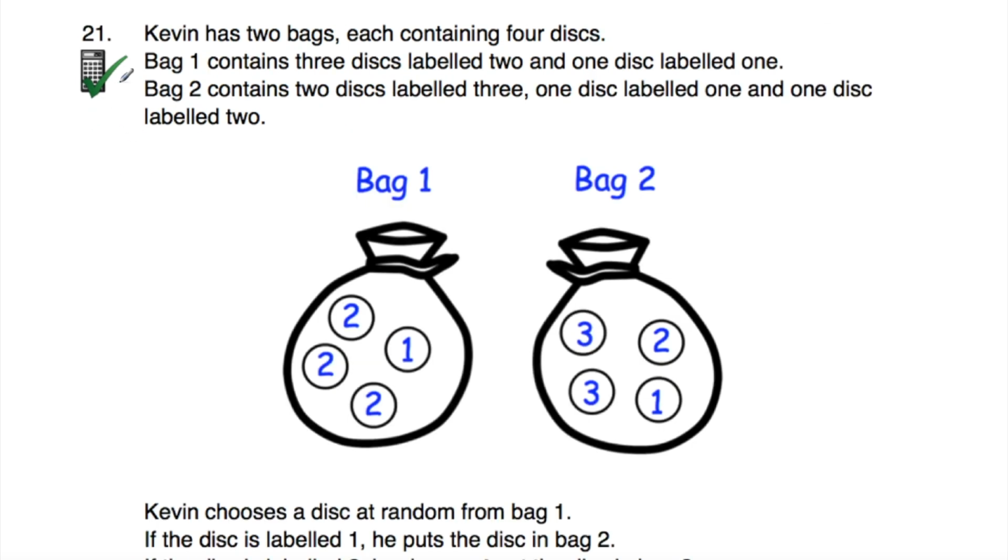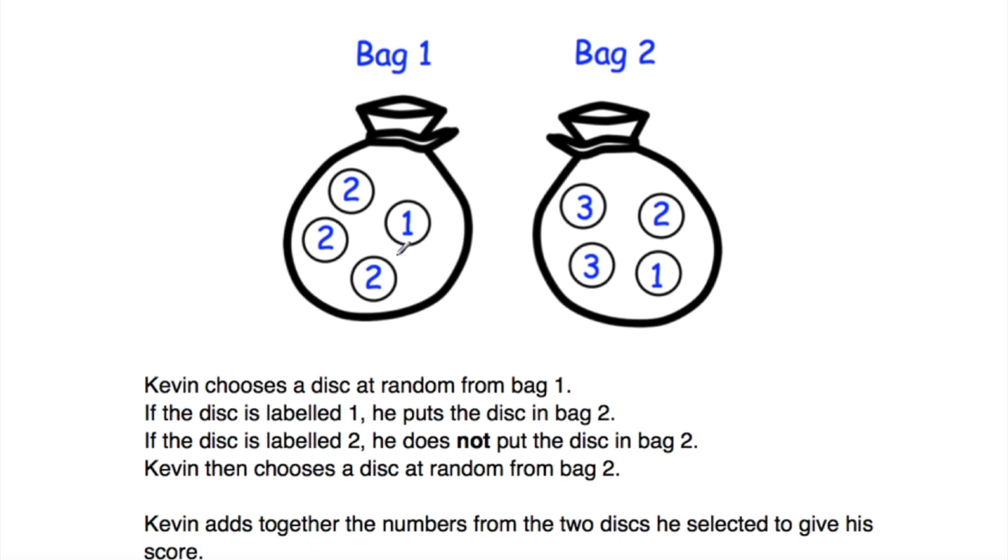Okay, let's look at our next question, question number 21. So question number 21 says, Kevin's got 2 bags, each containing 4 discs. And bag 1 contains 3 discs labelled with the number 2, as you can see, and 1 disc labelled 1. Bag 2 contains 4 discs as well, 1 disc 1, 1 disc 2, and 2 discs labelled with the number 3. And then we're told that Kevin chooses a disc at random from bag 1, so he's going to take a disc at random from this bag, and he's going to look at it.